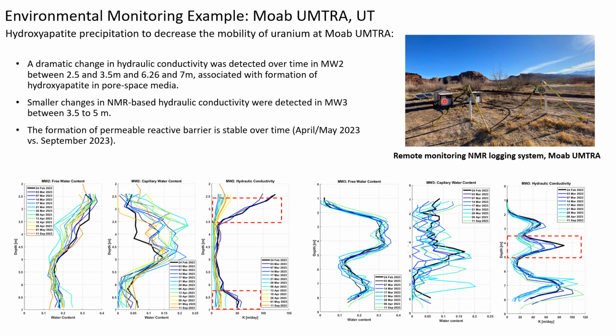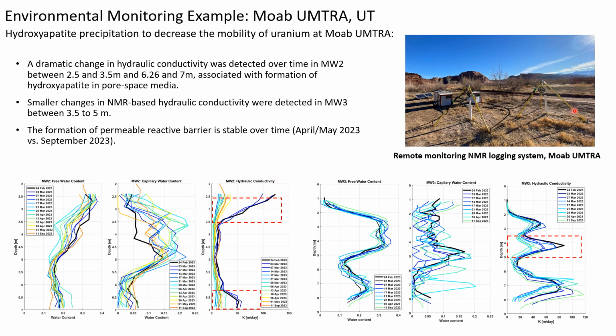So during that period of time of 2 months, the NMR was capable to detect a huge change in hydraulic conductivity in one well, MW2, as can be seen here, between 2.5 and 3.5 meters, and also here at the bottom of the well. However, these changes in hydraulic conductivity were not as significant in the second well, and some smaller changes could be detected between 3.5 meters to 5 meters.